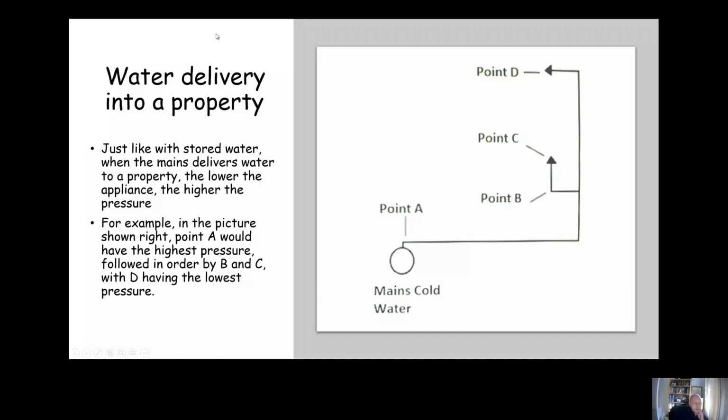So when water is delivered into the property, just like with our stored water, when the mains is delivered into the property, actually the higher it gets, the less force it has behind it, the lower the pressure. So point D is going to have the least pressure, moving back towards point C, point B, and then point A with the greatest pressure, the highest pressure, because that's right where the water is getting pushed into the property.